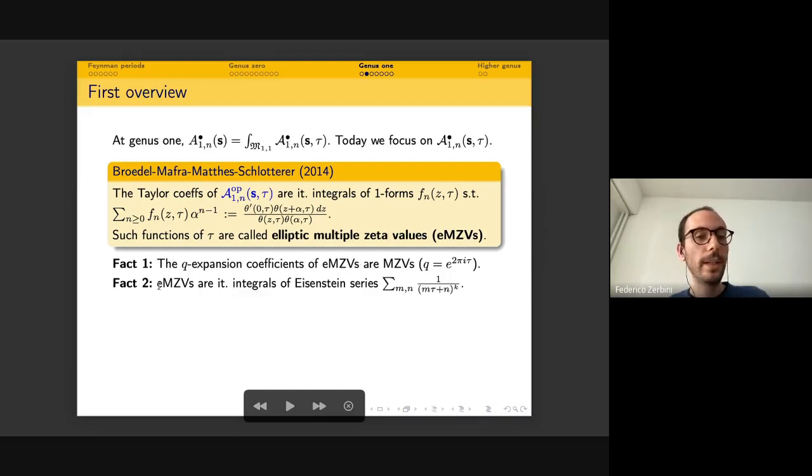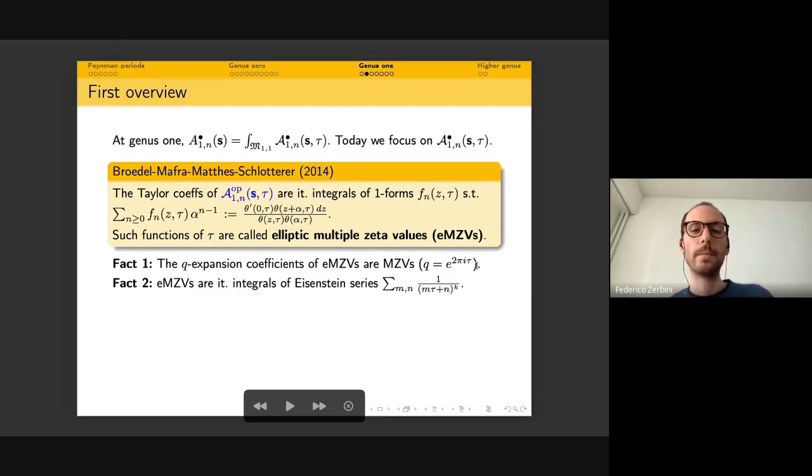And the second observation is that they can be written as iterated integrals of completely different kind of objects. So here I mean iterated integrals over tau, not over z, of Eisenstein series. And so in this sense, they are kind of iterated Eichler integrals of Eisenstein series. And this means that they are related to a whole different topic, which is that of periods of modular forms and the periods of the modular space M11.